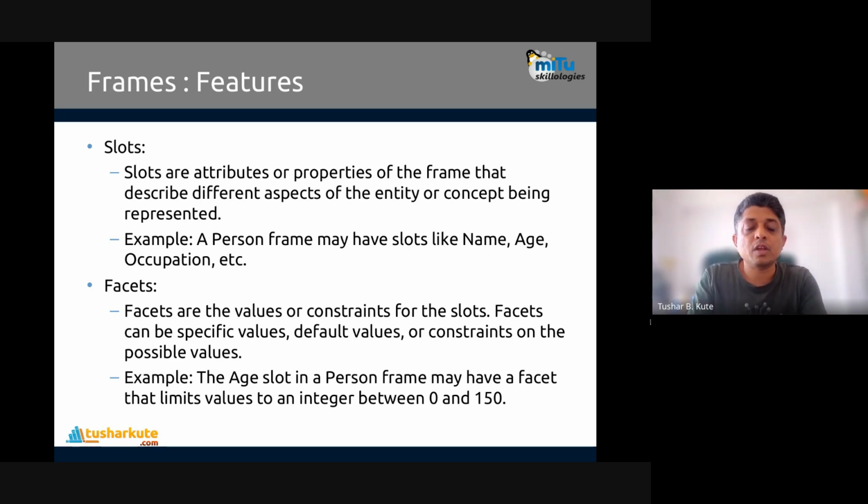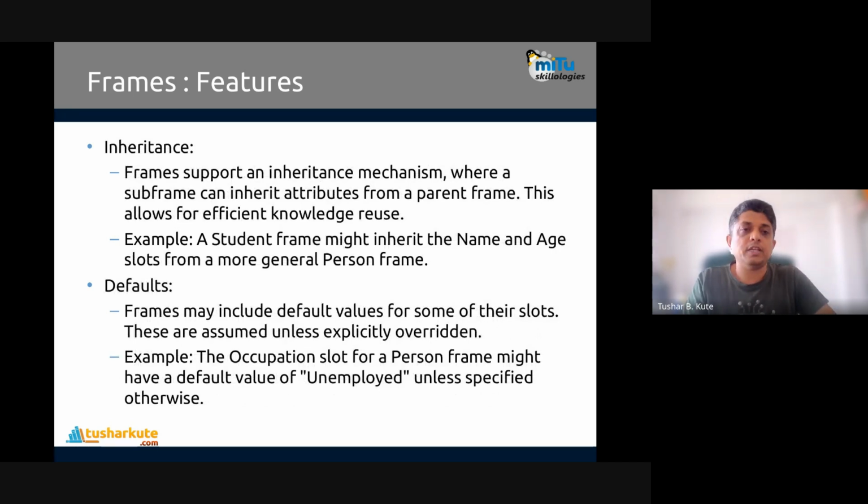Then inheritance. Yes, inheritance is like deriving the properties of one frame to another frame.